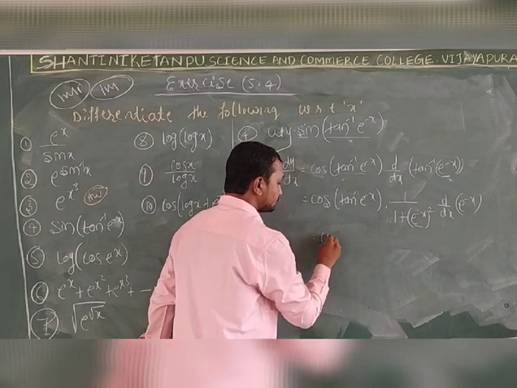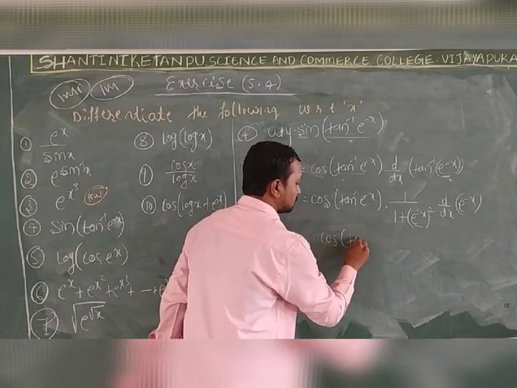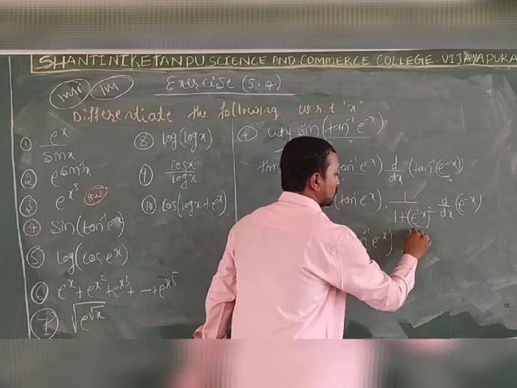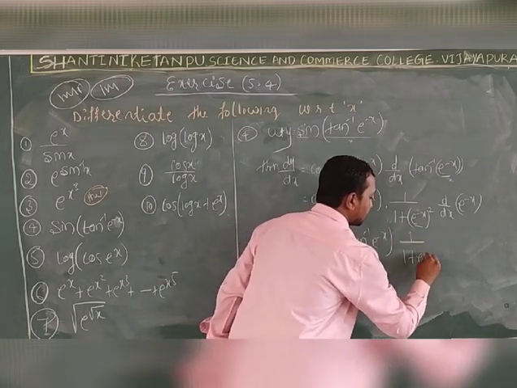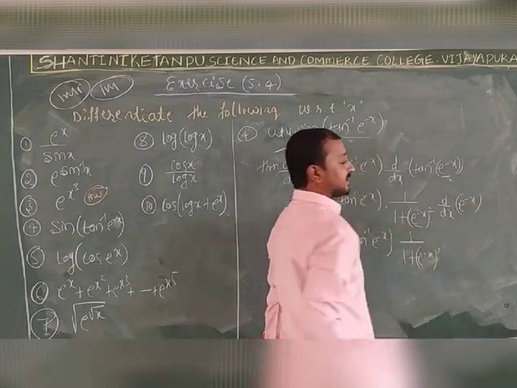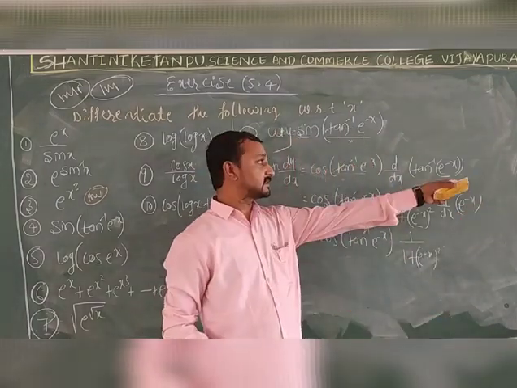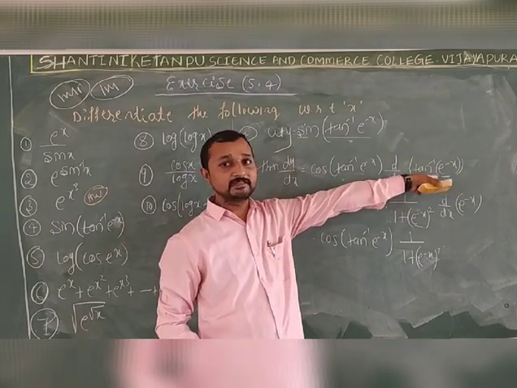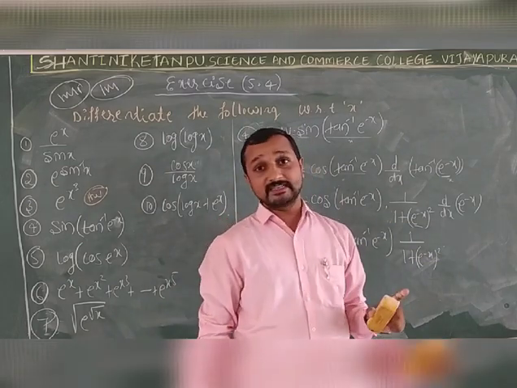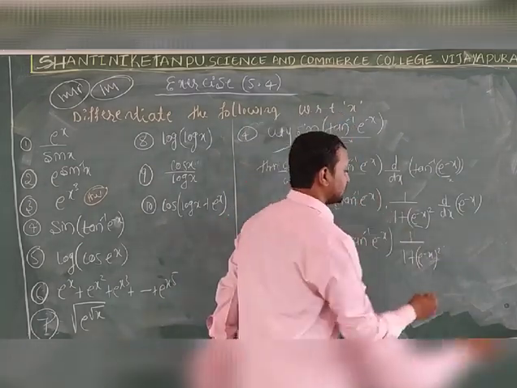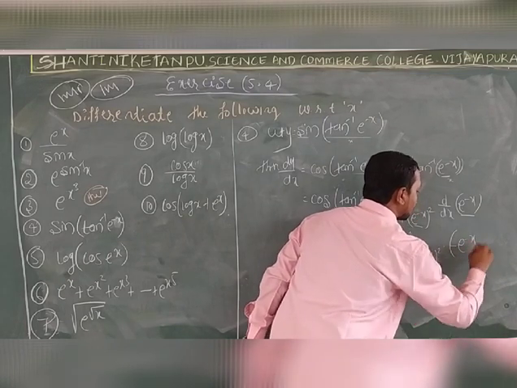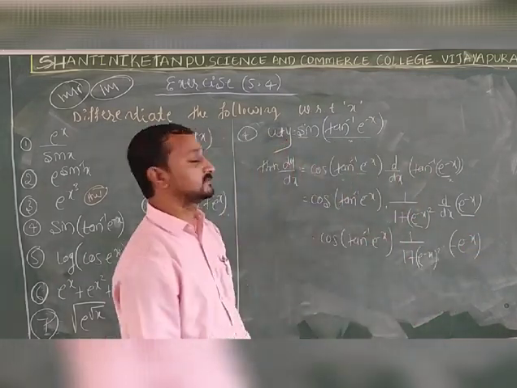Then cos of tan inverse of e raised to minus x, times 1 divided by 1 plus e raised to minus x whole square. Then what is the derivative of e raised to minus x? I already solved this formula: the derivative of e raised to x is e raised to x. The derivative of e raised to minus x is minus e raised to minus x. That is the answer.